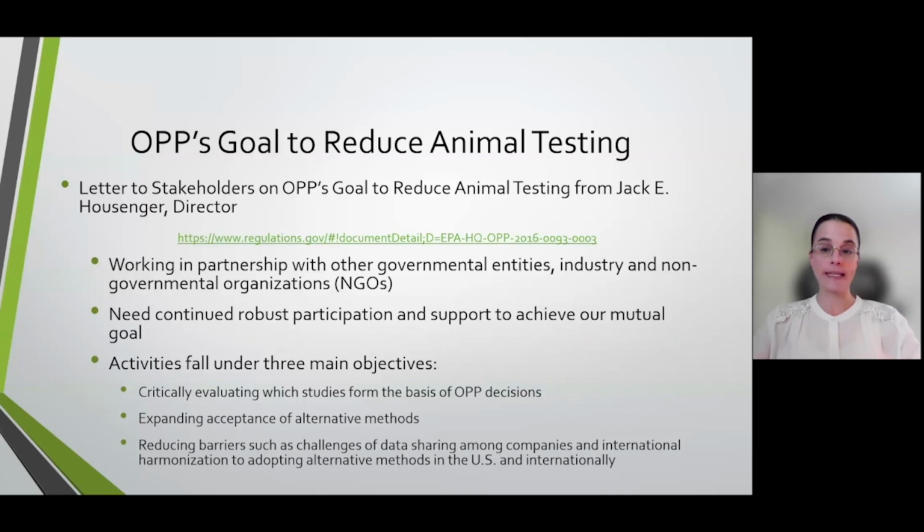And so, consistent with the guidance, the director of OPP sent a letter to stakeholders in 2016 on OPP's goal to reduce animal testing. The main objectives identified in the letter included a critical evaluation of which studies are used to inform the basis of our decisions, expanding our acceptance of alternative methods, and attempting to reduce the barriers associated with the adoption of these alternative methods. The letter also highlights the importance of working in partnership with a wide range of stakeholders in order to achieve this mutual goal of reducing animal testing.